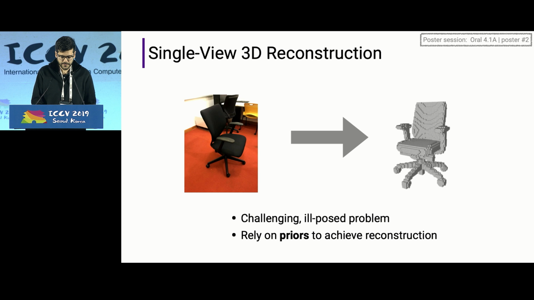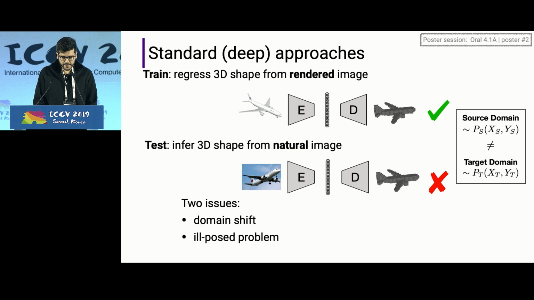Standard deep approaches usually follow the following recipe. First, a model is trained to reconstruct rendered images because rich 3D annotations for natural images are too difficult to acquire and annotate. Then, at test time, the model is run on natural images. There are two issues that come with this kind of approach, though. First is that of domain shift, because natural images have very different distributions than synthetic ones. And two is that encoded 2D features might not lie on the manifold of realistic shapes, making the reconstruction more difficult.